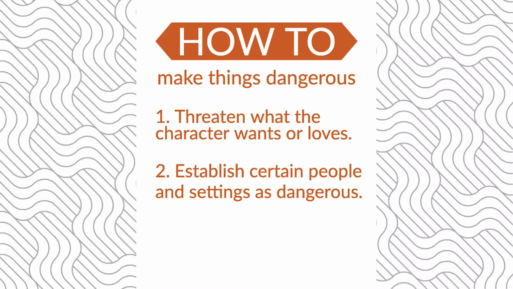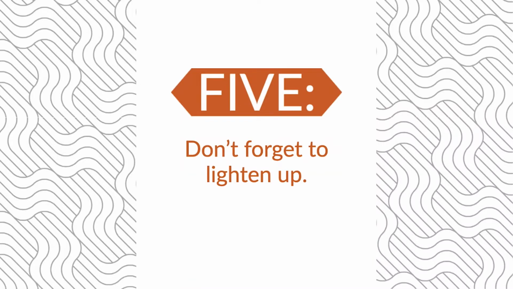Another way to do this is, maybe a little bit obvious, but you just establish certain people or settings as dangerous. Then the reader will get nervous every time a character is around that setting or person. For example, in the amazing Netflix show Arcane, we know that the Undercity is a dangerous, crime-ridden place, and it's full of people who pose threats. So naturally, whenever characters are in the Undercity, we as an audience are really anxious because we don't know what's going to happen next. But tip number 5, don't forget to lighten up.